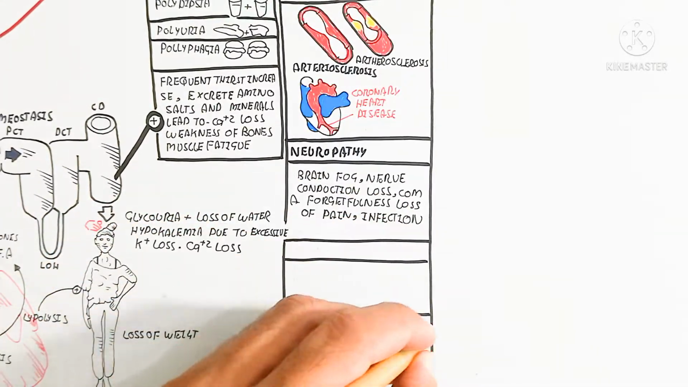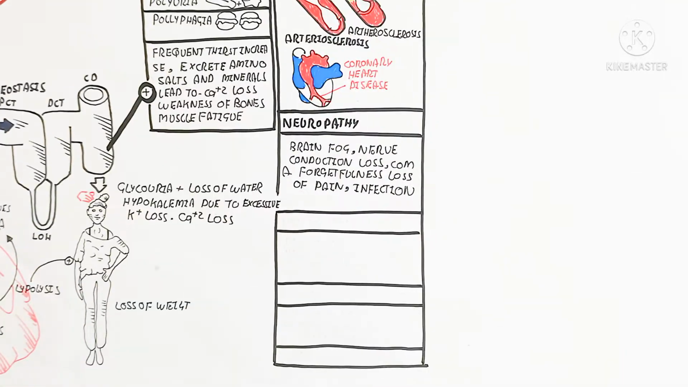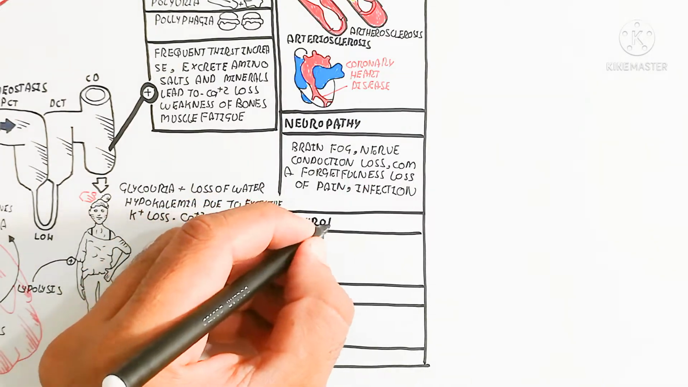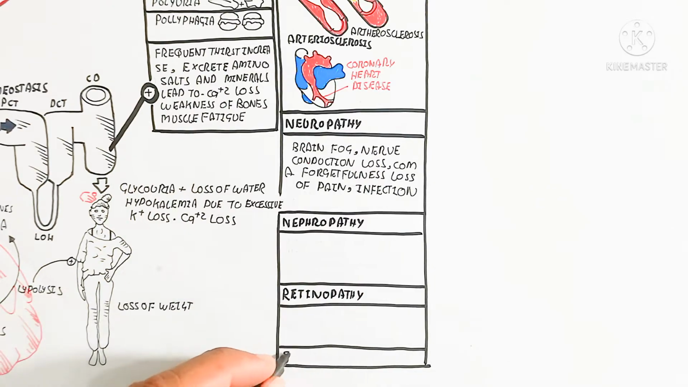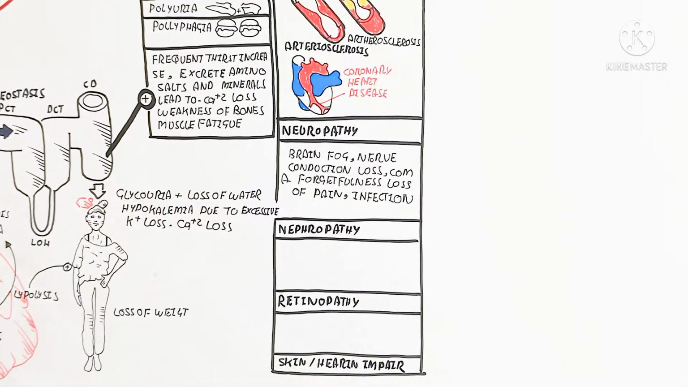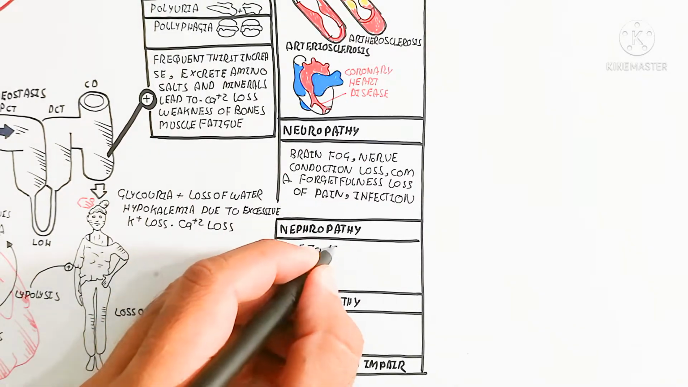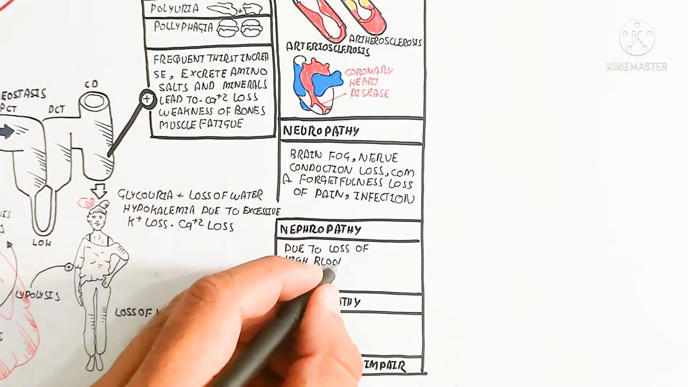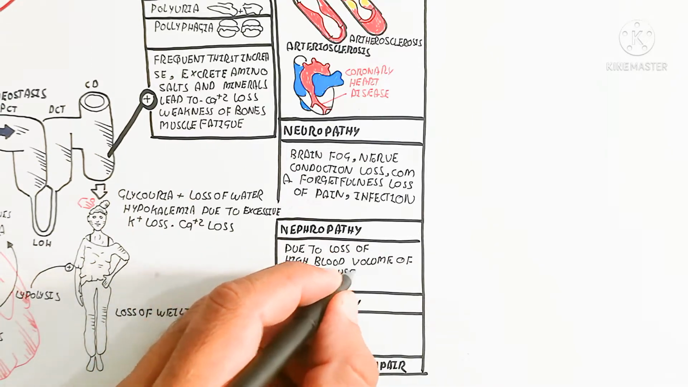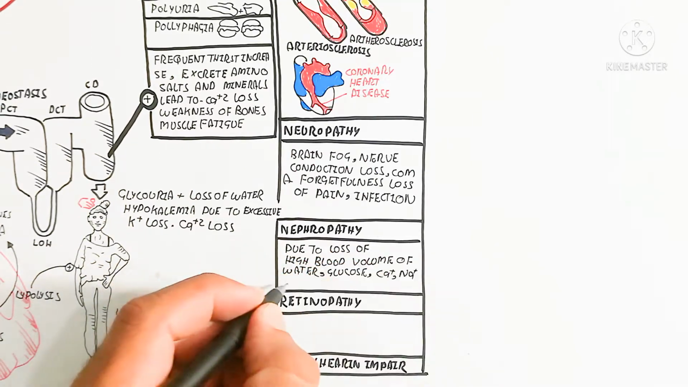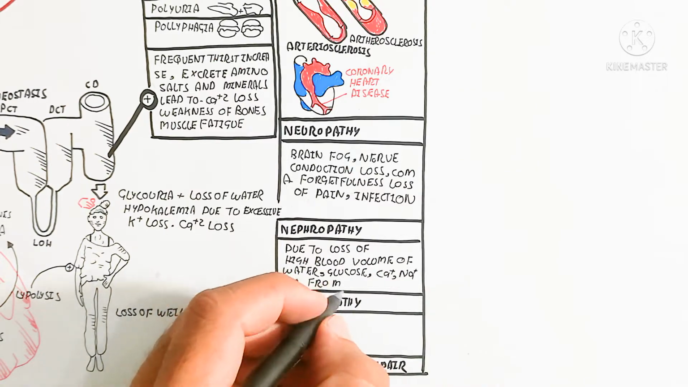On the other hand, nephropathy is due to the loss of high blood volume of water and glucose, which damages the filtration area. In this way, the glomerular filtration rate and the Bowman capsule are disrupted, and the filtration will be damaged, and the loss of protein is too much, known as glomerulonephritis.